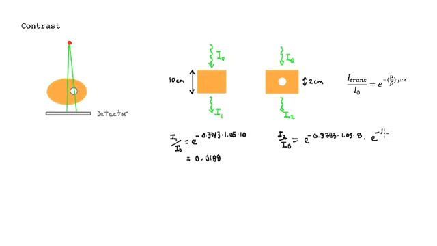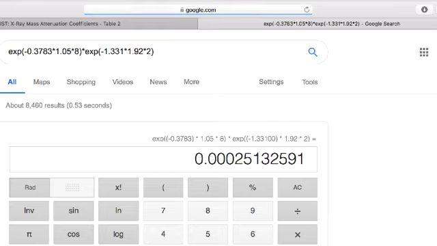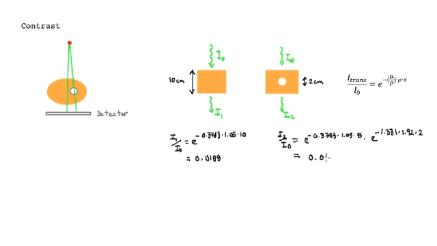So write that here, 1.331. The density for cortical bone is 1.92, and the thickness is 2 centimeters. Let's type that in here, and this is now 8 over here. So it's 0.00025. Now let me take the ratio of these two, I1 over I2, and that is actually 74.8.